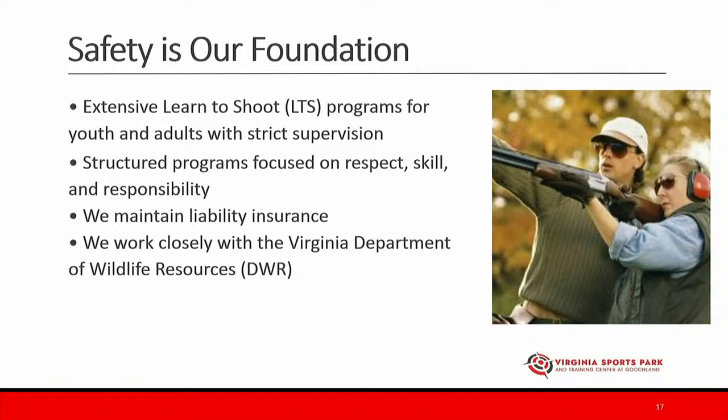That was just one small example of what our safety training is going to include. Additionally, as part of the safety training, we're going to have extensive learn to shoot programs, LTS, both for youth and adults. There are a lot of adults that could use more training, just like the youth. So we're going to have a lot of extensive programs, structured programs focused on respect, skill, and responsibility. Incredibly important. We maintain liability insurance. We work close with the Virginia Department of Wildlife Resources as well. They have a lot of different programs that we can copy for safety as well.